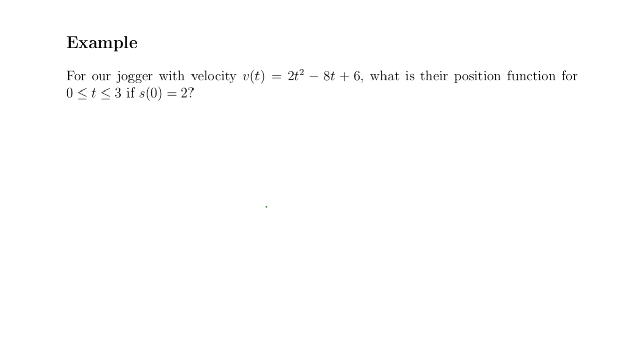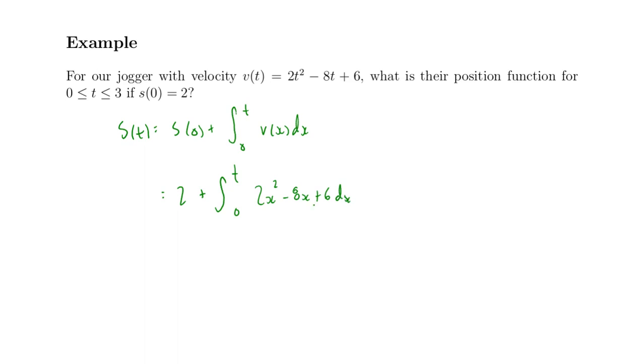Here's our example with our jogger. Let's say that we've got some sort of initial position at 2, whatever the units are, I don't really care. So if we want to know what our position function is, we can do this in a couple of different ways. What I'll do is I'll say s of t is equal to s of 0 plus the integral from 0 to t of the velocity function, but I'll write it as v of x. S of 0 is 2, and then we're going to integrate 2x squared minus 8x plus 6. Notice I'm just putting x in for my variable so I don't have this weird clash of variables.